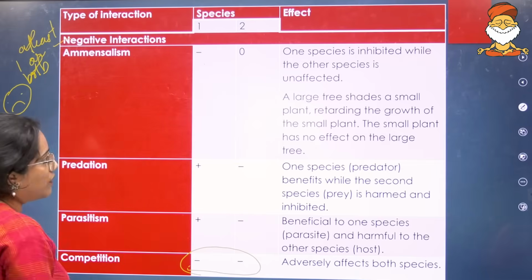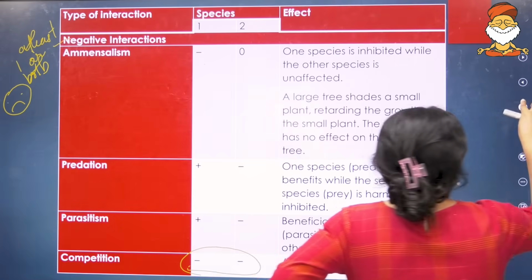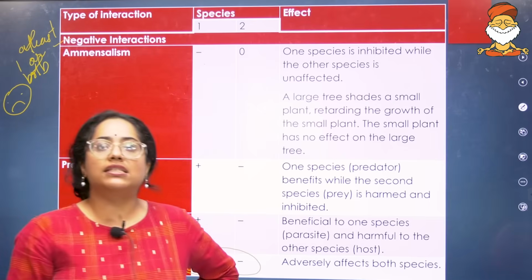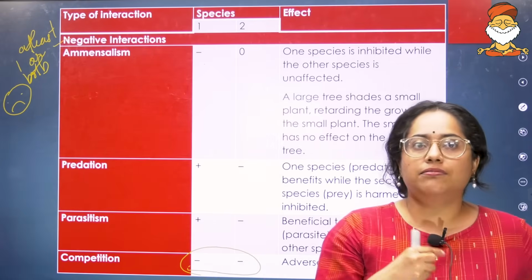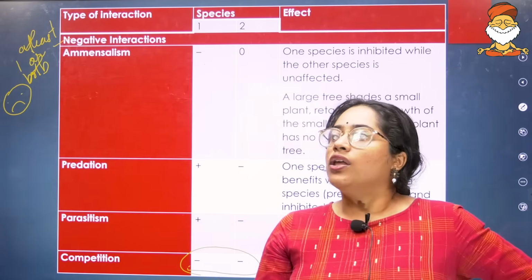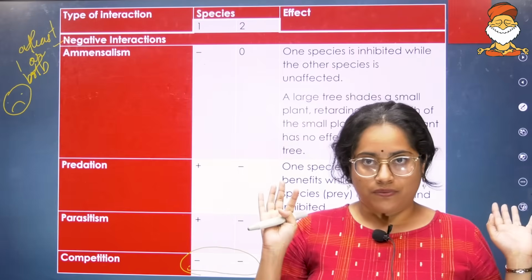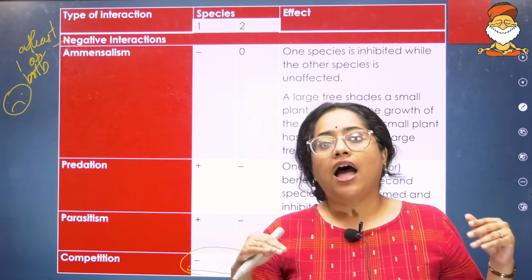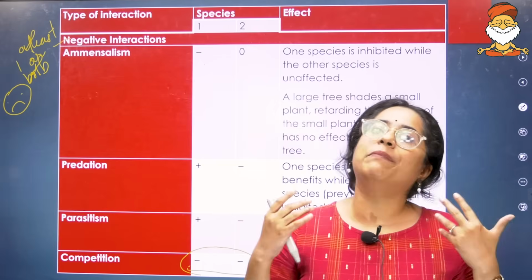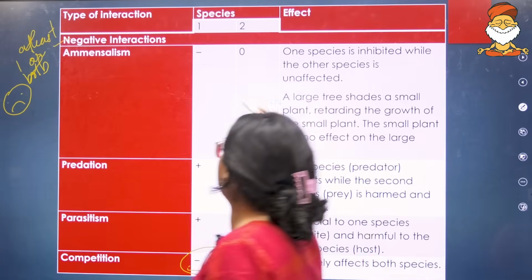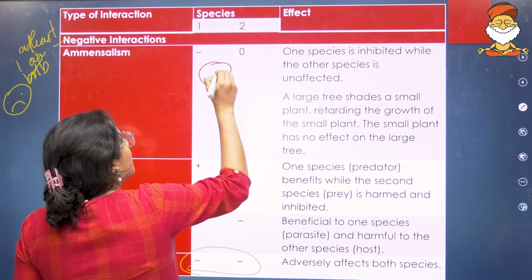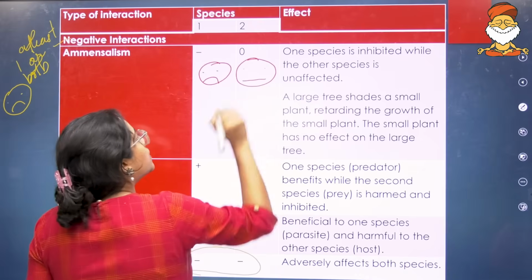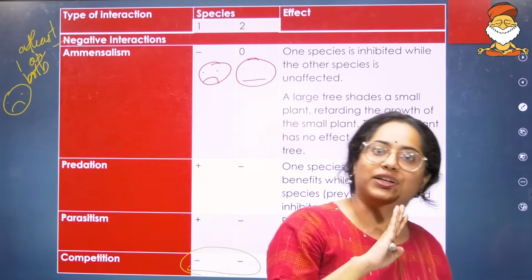So now let's start having a look. Some of the negative interactions that we have to look into, the first one is something called amensalism. Amensalism is the one in which you have two species. Okay, one species is negatively impacted, and for the other species there is no impact at all.